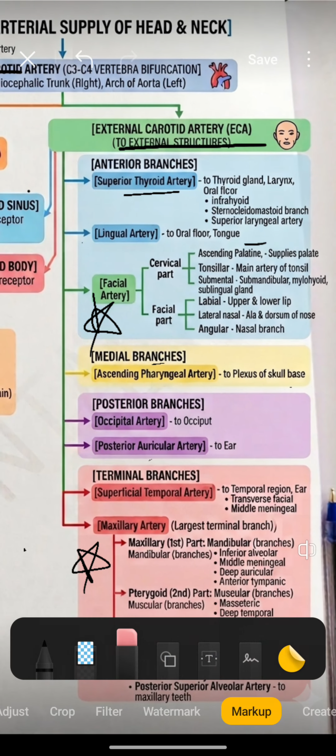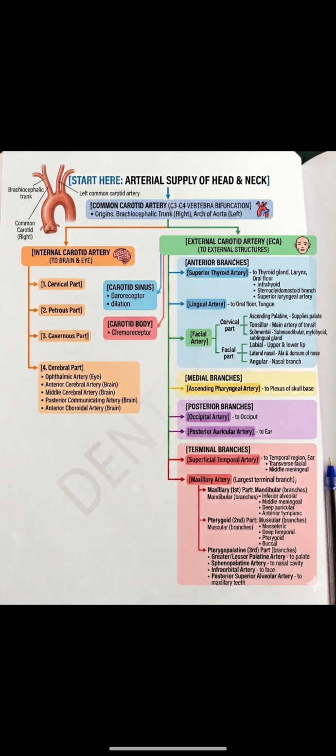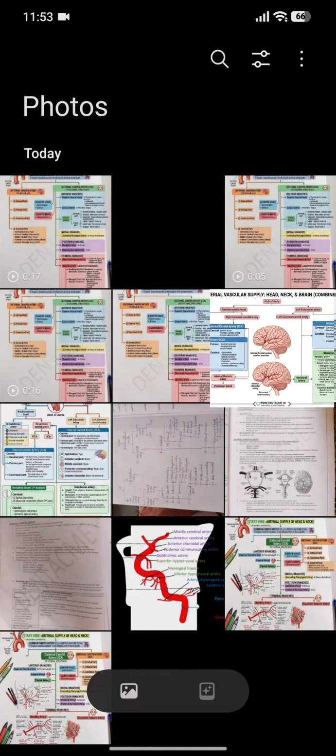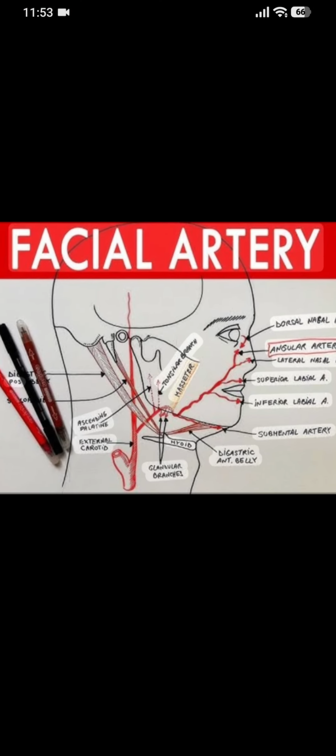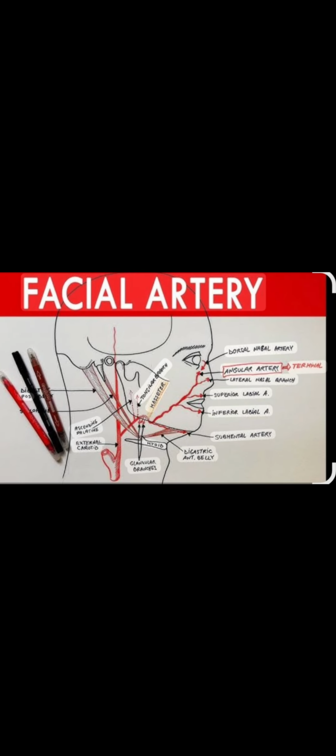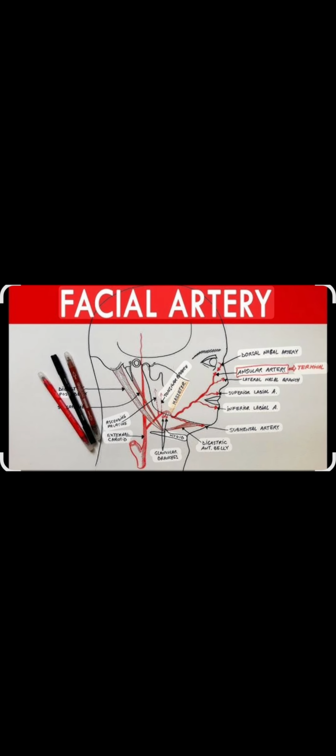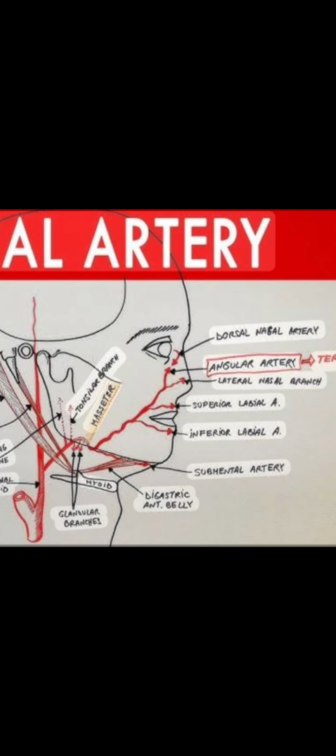Okay, first I will open the image of the facial artery so that you remember easily. This is the facial artery. We have the cervical part and the facial part. The cervical part is in the neck, and it has four branches.